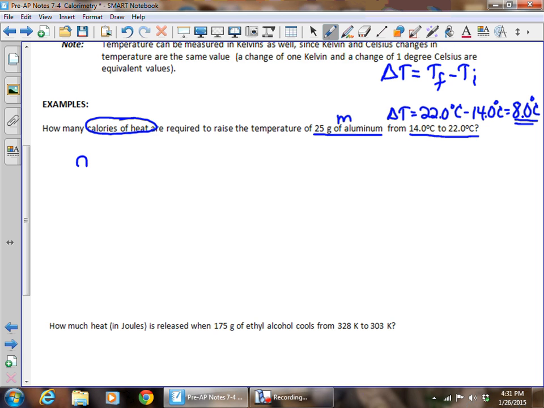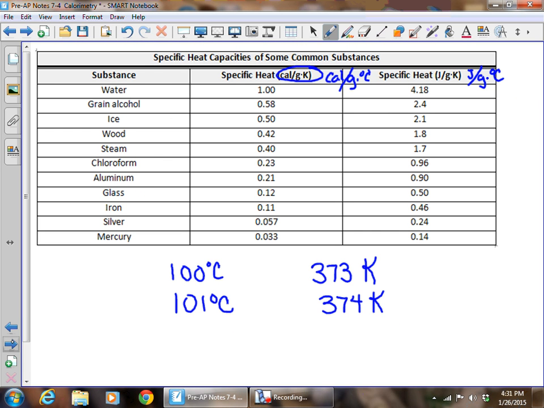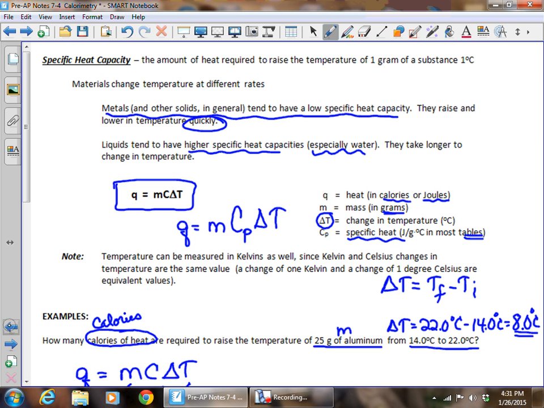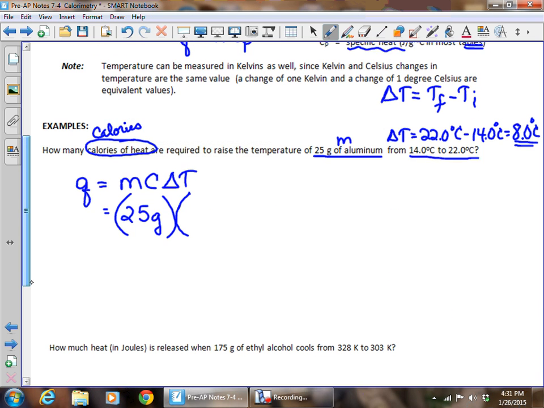So solving for Q, it's asking for heat. Q is equal to mcΔT. It gives us the value for the mass. It tells us that we have 25 grams. Now, as far as the value for c, the specific heat, remember we have to look this up. This time it wants the value in calories, so we need to make sure we're using the correct column. We want the calorie column back here. And for aluminum, that's 0.21 calories per gram Kelvin, or calories per gram degree Celsius.